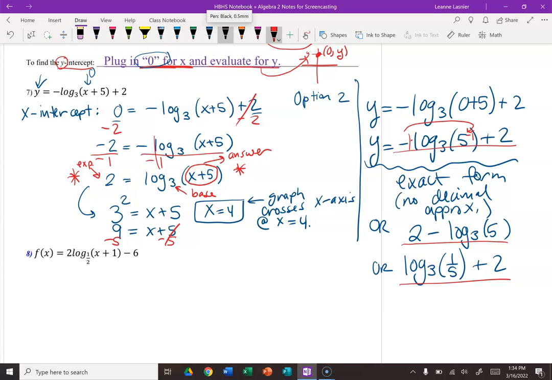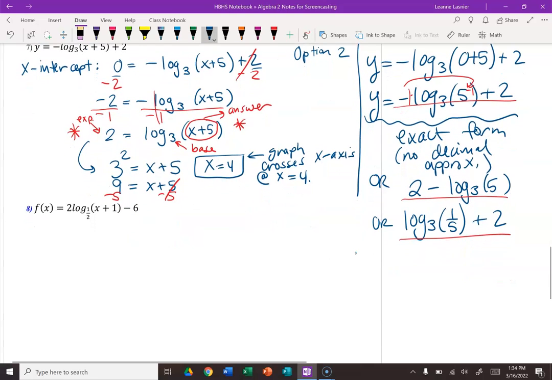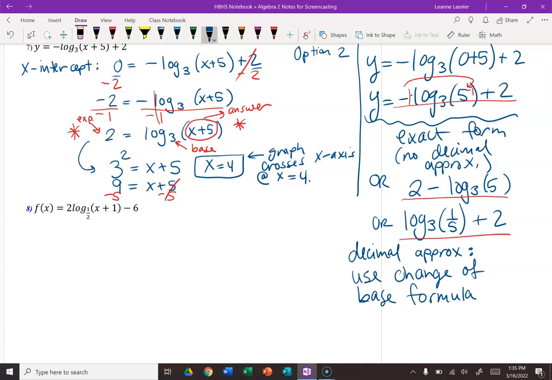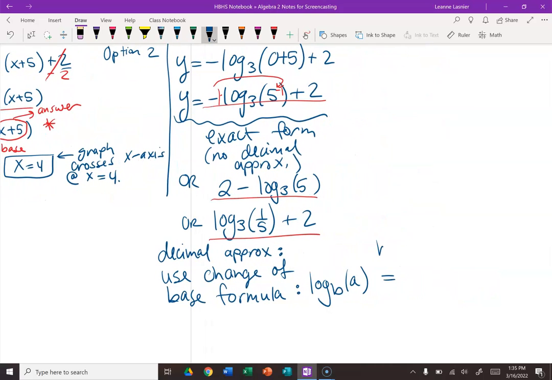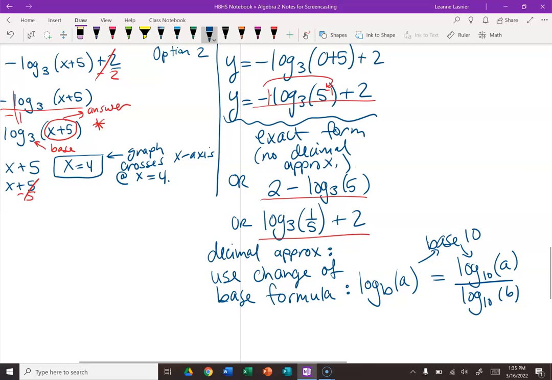Then if we wanted to get the decimal approximation, because since it's not a whole number, if we wanted to understand relatively what value that would be, we could use the change of base formula to evaluate this expression in a calculator. So just a really quick recap. When you have a log base b of a and you want to change it into base 10, that would be a log base 10 of a divided by a log base 10 of b. So this expression here would be 2 minus log of 5 over log of 3.